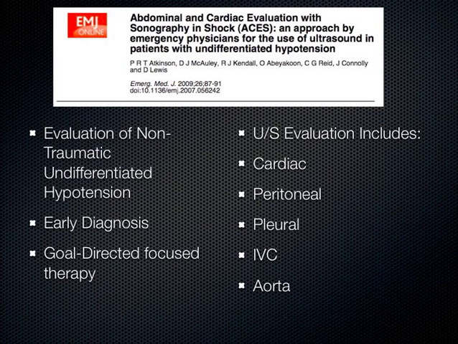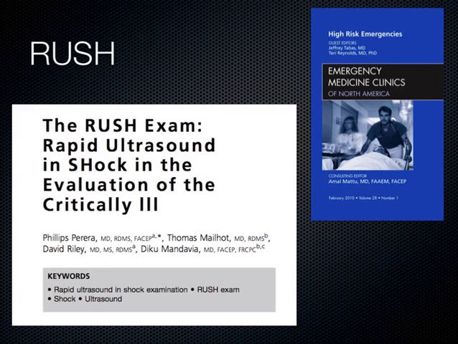And this included multiple modalities, including cardiac, peritoneal, pleural, looking at the IVC as a non-invasive measure of central venous pressure, and also looking at the aorta. And I liked their approach, but it's kind of here and there, and I agree with all the things they said. It's just that I like this approach better, the Rush exam, or rapid ultrasound in shock and evaluation of the critically ill. And this was published in February in the Emergency Medicine Clinics of North America.